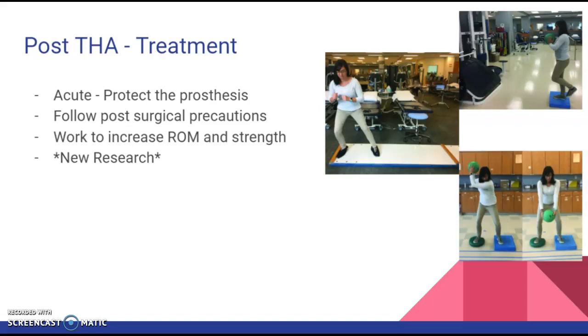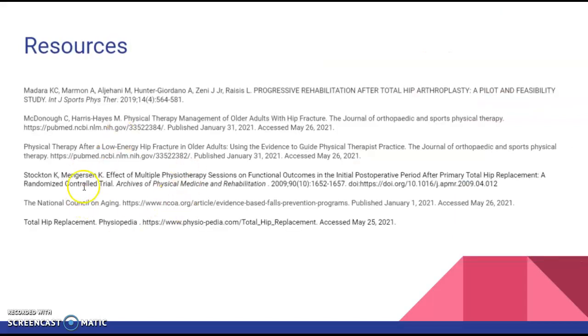So I think that's really interesting, and I think we should think about this when working with our geriatric patients that have had their total hip replacements. So yeah, and these are the references. The CPG is, I believe, that top one or the second one. I think that would be a great resource to look at. It's got some awesome information in those articles. So on to the next section.